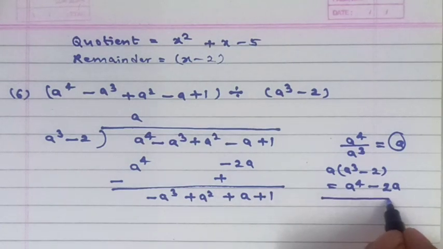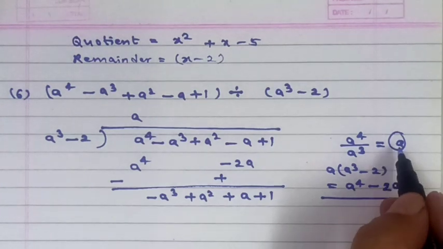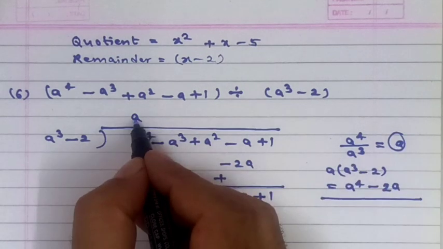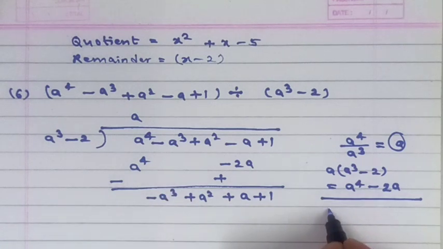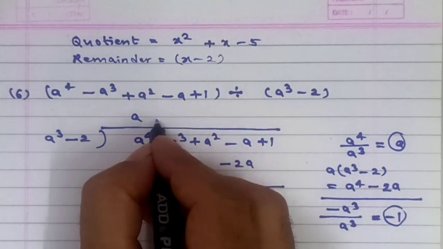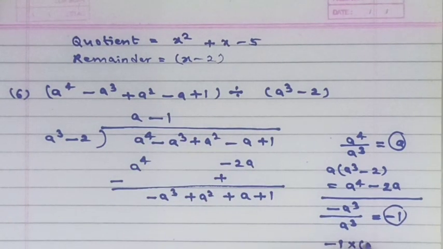Again you have to repeat the same process. I have done d, divide, then multiplied. When you divided, you got a, you wrote here, then multiplied, I wrote here, and subtracted. So DMS is over. Again d, so minus a cube upon a cube gives you minus 1. So write down this minus 1 here. So a minus 1. This minus 1 you multiply to a cube minus 2.